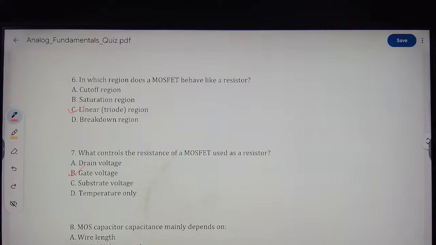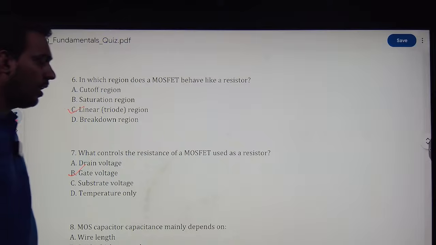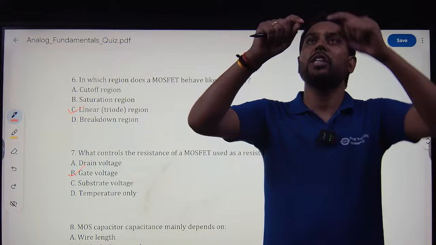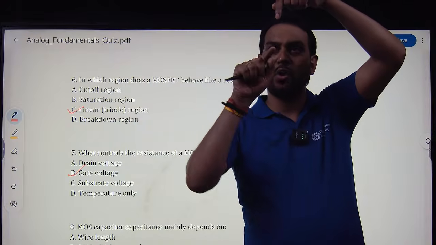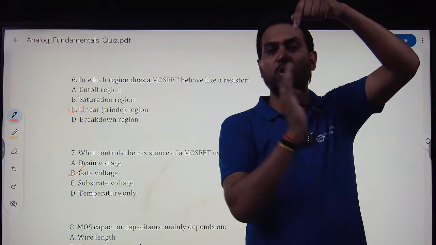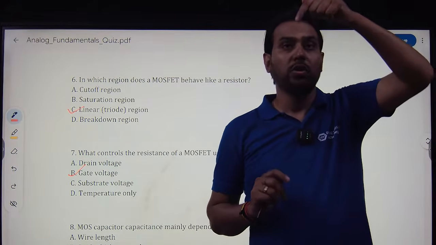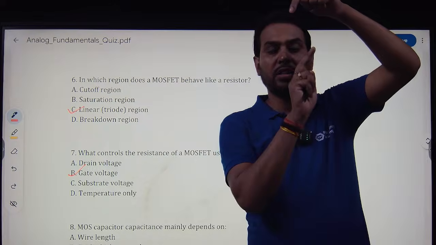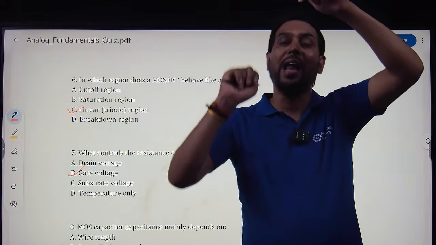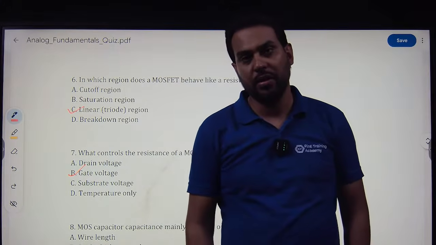The eighth one, MOS capacitor. Capacitance mainly depends on what? If you are designing a MOS capacitor, that I represent in this way, you have a gate, you have a silicon dioxide, and then you have a body, with a source, drain and body. So you short source, drain and body, and you have one terminal as gate. In between you have a dielectric, and it becomes a capacitor.